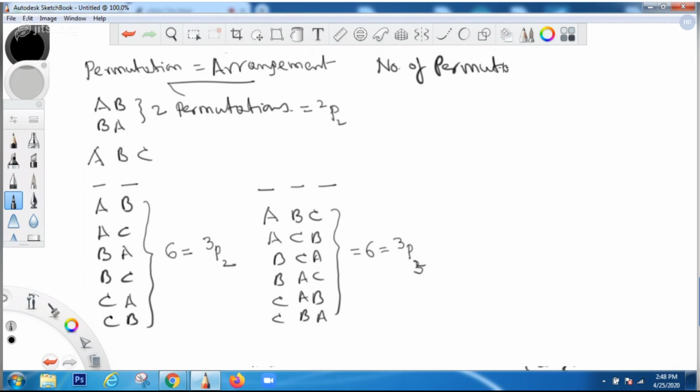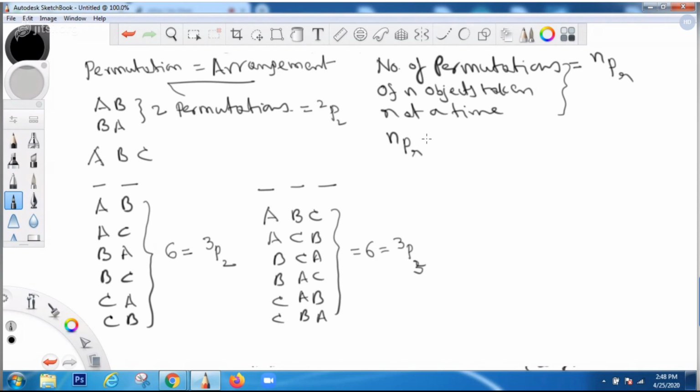permutations is what we have taken as nPr. So nPr indicates the number of permutations of n objects taken r at a time. nPr is a number, it's a notation. nPr is equal to a number. It is the number of permutations.